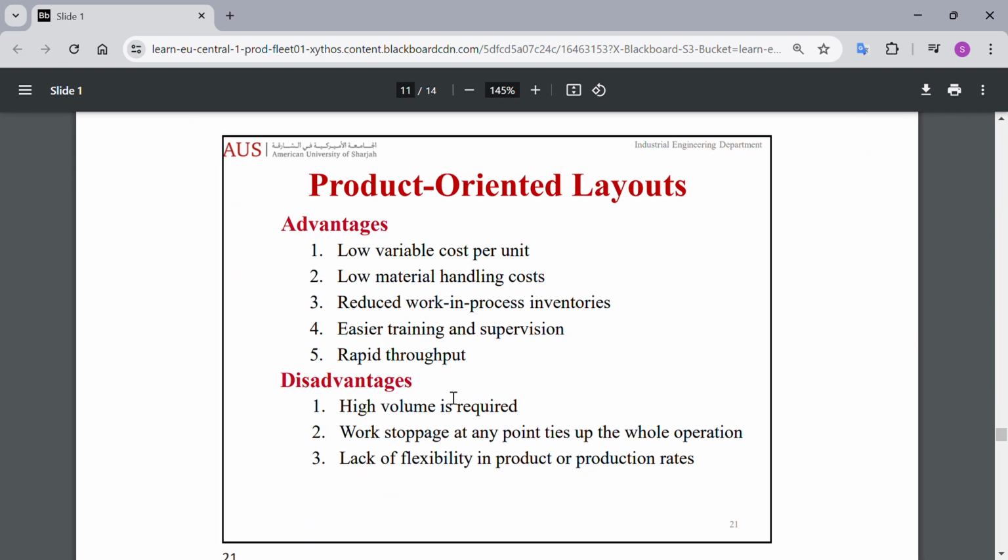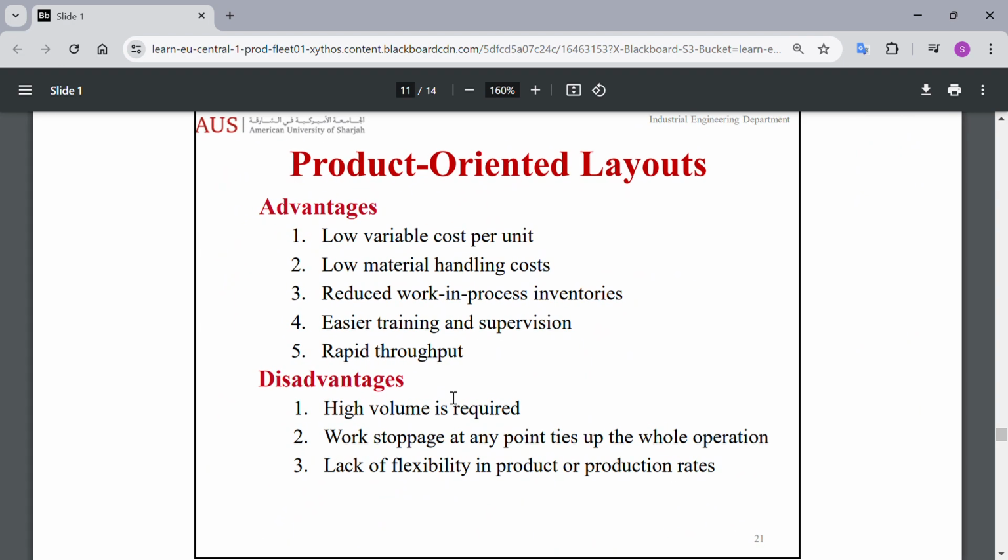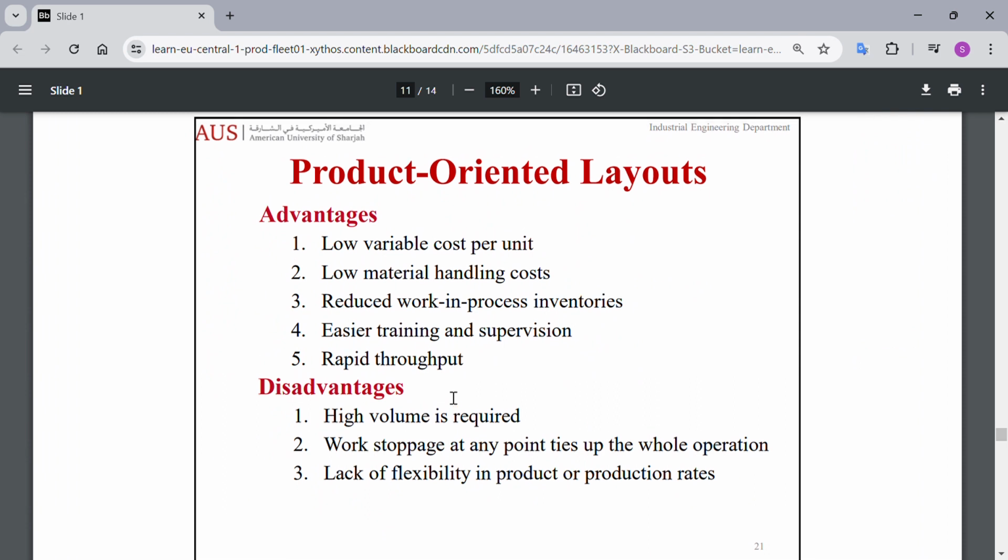It has advantages. Some of these advantages include low variable cost per unit, low material handling cost, reduced work in progress. So this is more like mass or product focus. Product focus is more product-oriented layouts, and then easier training and supervision. We said we don't need very skilled labor for product-oriented layouts.